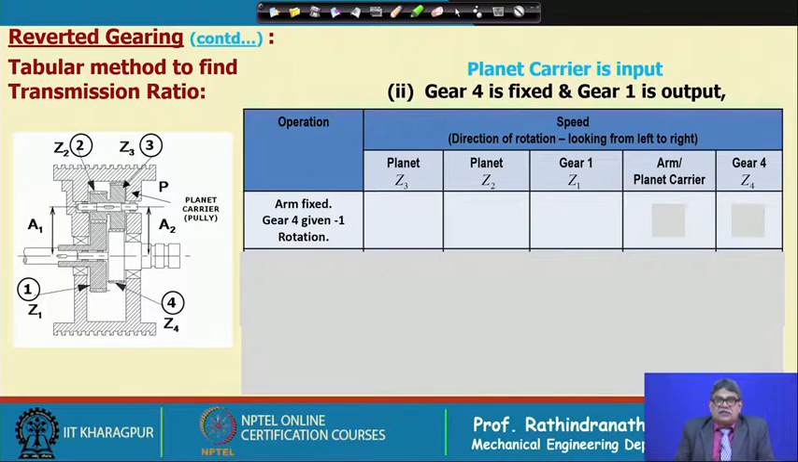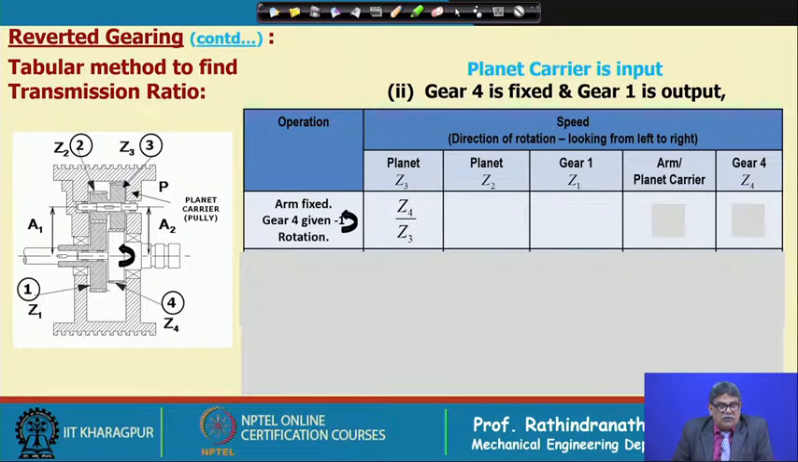Now, if we consider case 2, in that case we have considered gear 4 is fixed and gear 1 is output, where input remains the same, the planet carrier. Now, in the same way, arm fixed and gear 4 is given minus 1 rotation, that is clockwise looking from the right-hand side toward the axis. So, Z3 rotates by Z4 by Z3.